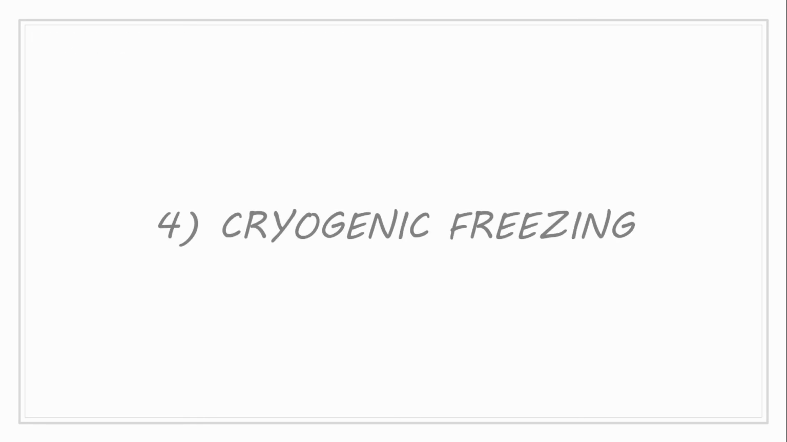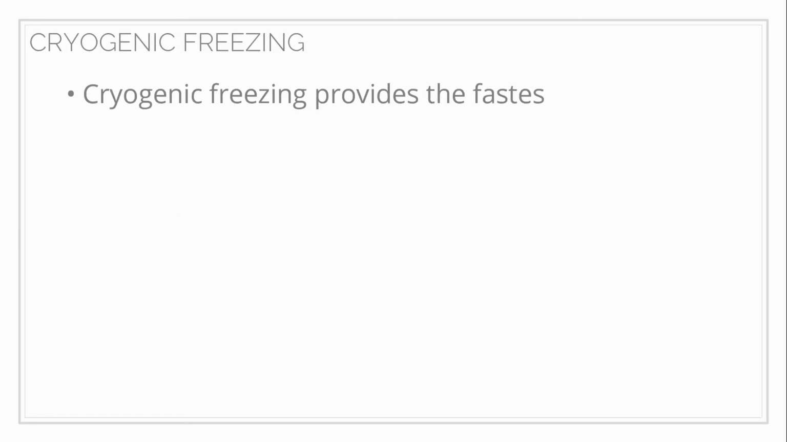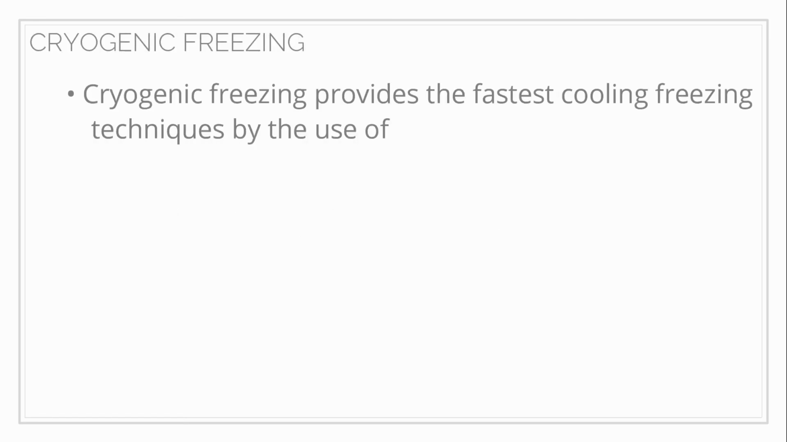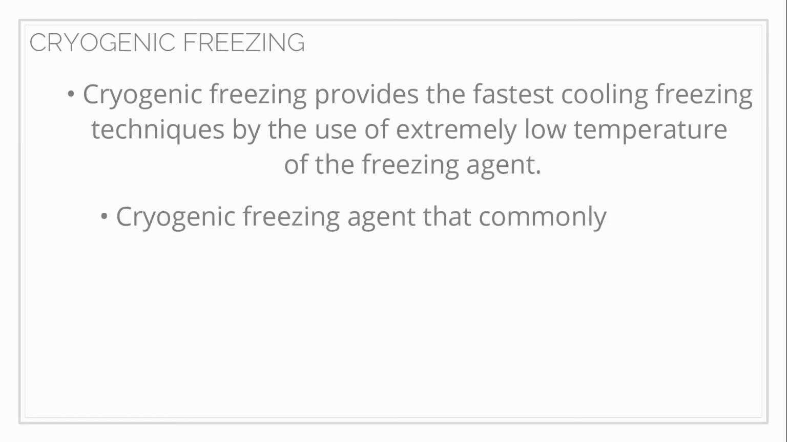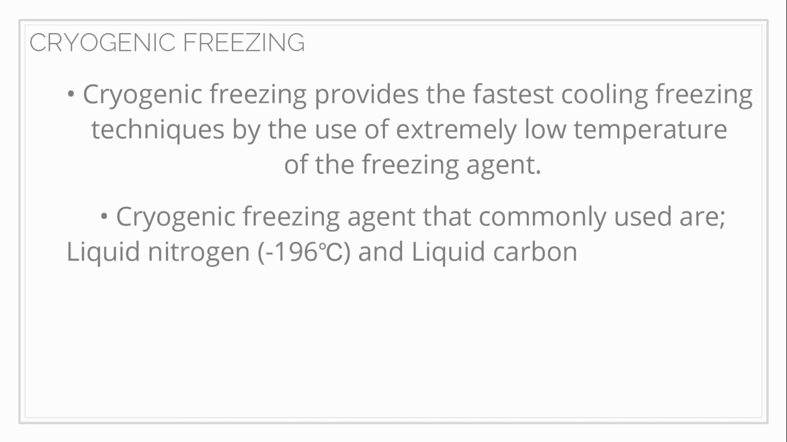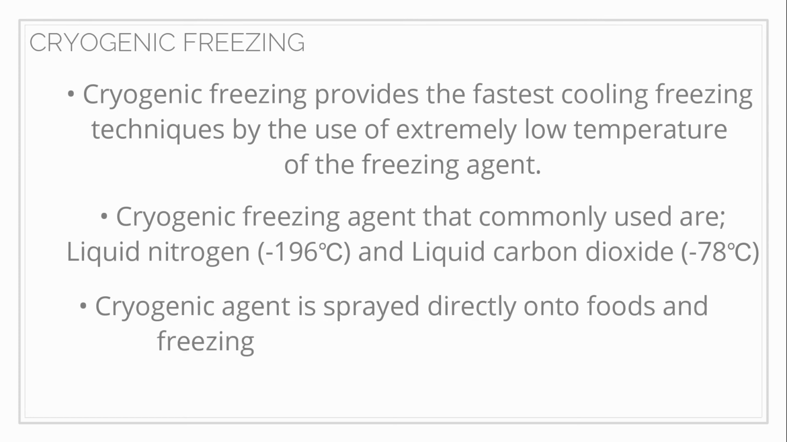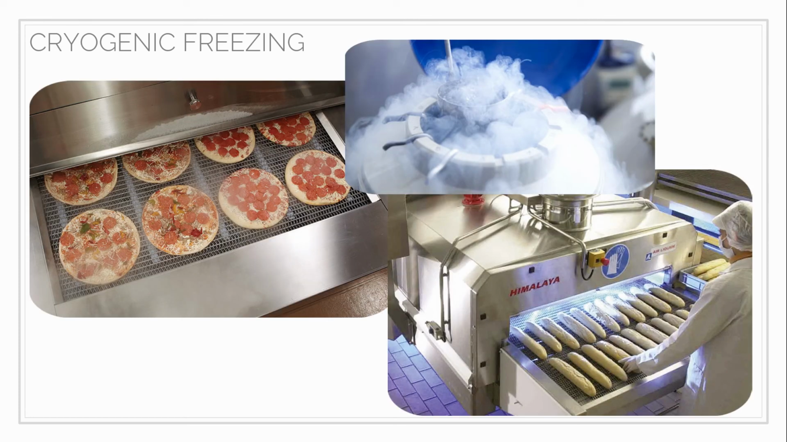The fourth and the last method is cryogenic freezing. Cryogenic freezing provides the fastest freezing technique by the use of extremely low temperature of the freezing agent. Cryogenic freezing agents that are commonly used are liquid nitrogen and liquid carbon dioxide. Cryogenic agent is sprayed directly onto foods, and the freezing process occurs instantly.